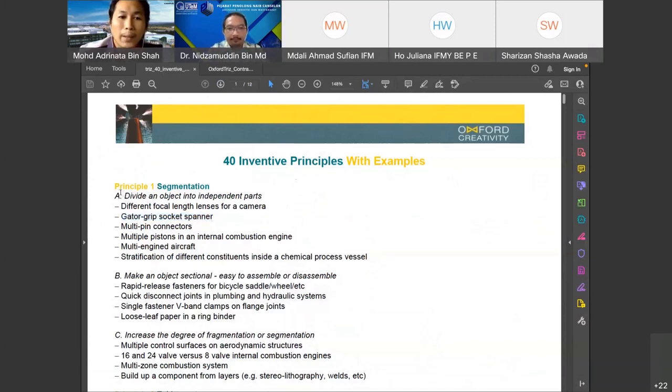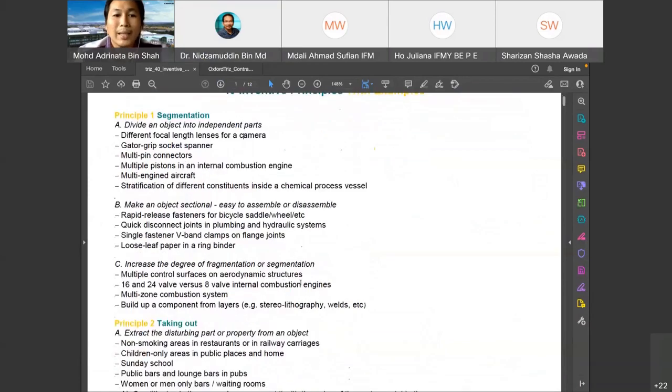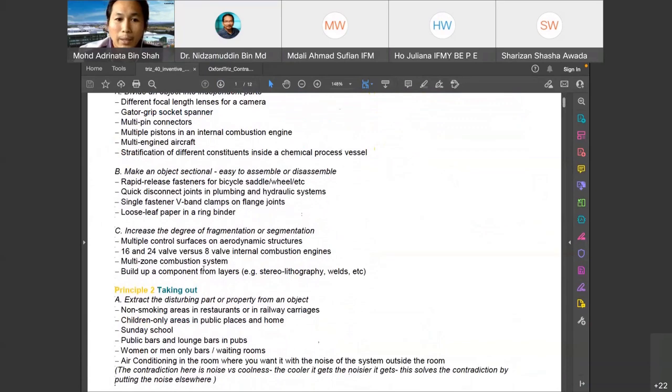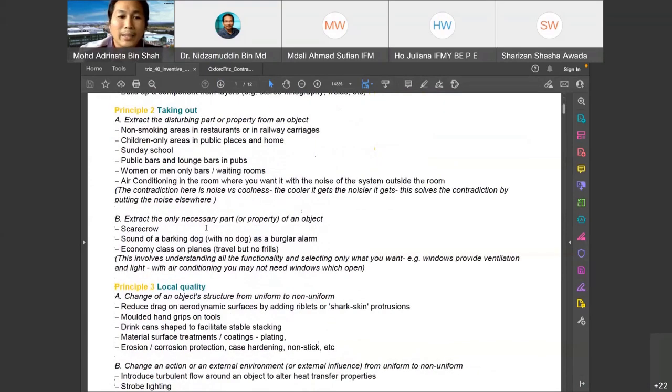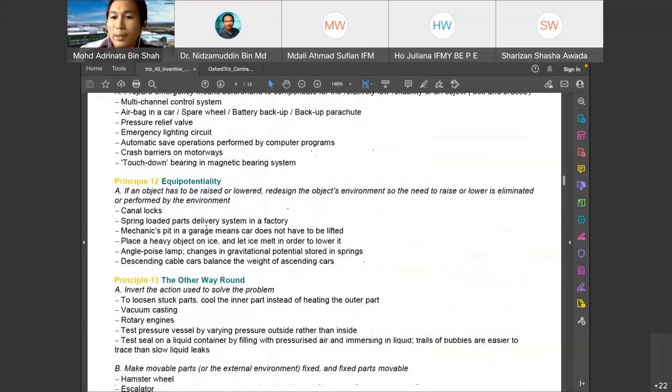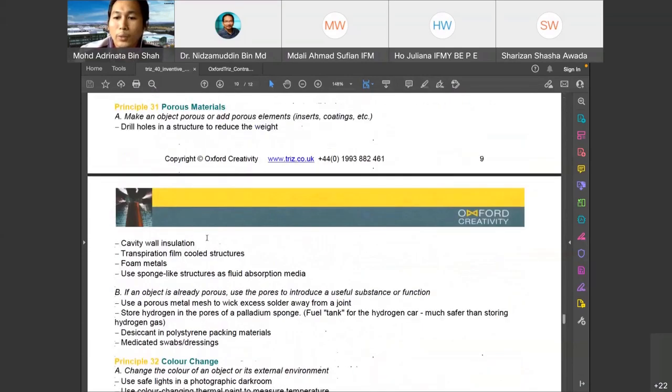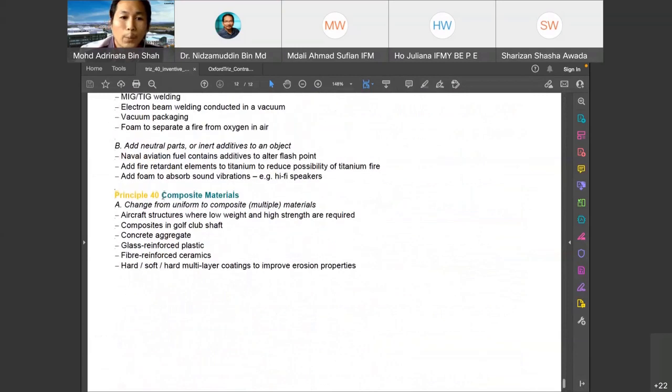It explains the segmentation. Number one, inventive principle, segmentation: divide an object into independent parts, make an object sectional, easy to assemble or disassemble. This is the explanation of inventive principles from number one until number 40, which is composite materials: change from uniform to multiple materials, like aircraft, composite, concrete, glass, something like that.